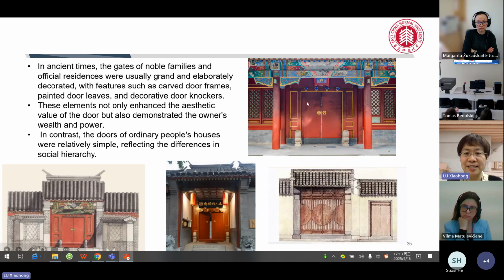Now, we mentioned that the gate or the door can be a symbol of family status. For a poor family, it can be a very simple door. For a big family or an imperial family, it can be an elaborately decorated door. Here, this door is for the emperor to stay. It is very elaborately decorated, with features such as a carved door frame, painted door leaves, usually painted red, and decorative door knockers. These are the door knockers. These elements not only enhance the aesthetics, they are very beautiful, but also demonstrate wealth and power. So those are the different gates.